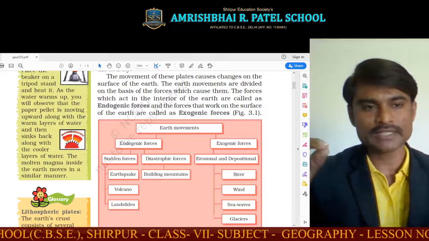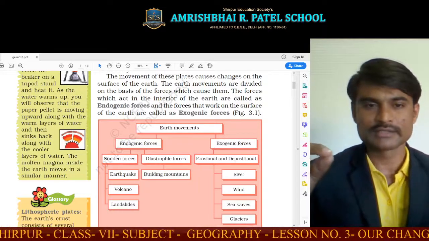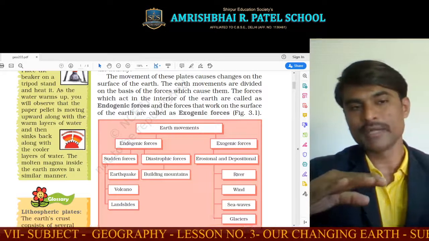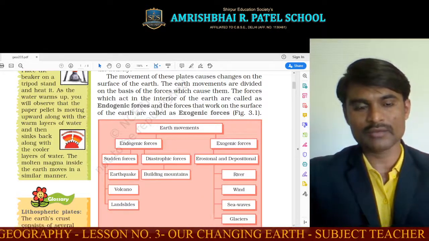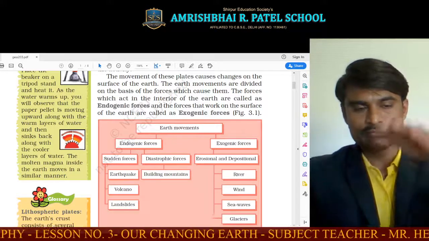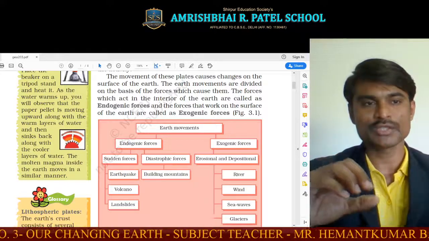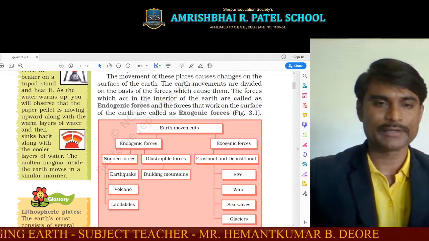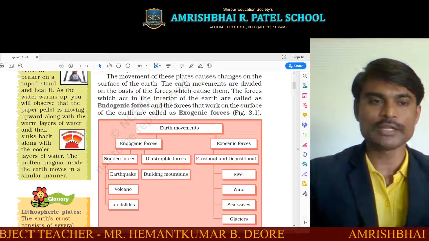Okay, a very basic and well-known example of this is the formation of the Himalayas. This is the Himalayas. The lighter plates are getting pushed down, and the heavier ones are lifting up, and the Himalayas are formed. Every year we can see they are moving 1 inch ahead. So this is about the endogenic forces. I'll explain in detail.